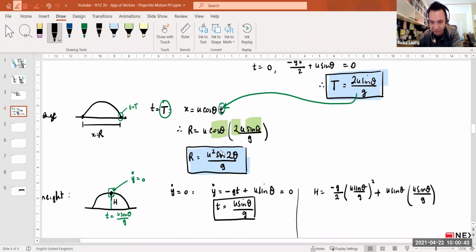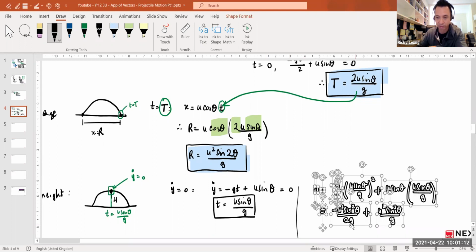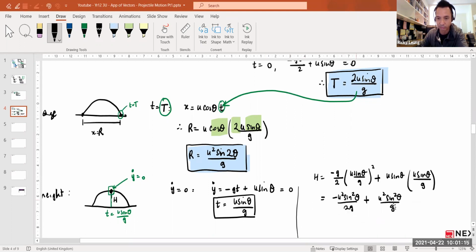Now you can see that there's a bit of algebra simplification here. That g and one of these goes away, so the top just becomes minus u squared sine squared theta on 2g plus, and it's no coincidence, u squared sine squared theta on g. If you imagine, this is a full value of u squared sine squared on g, and this is negative a half of the same thing. If I put them together, it's negative half plus 1, which is a half. So therefore, h is half u squared sine squared theta, and the way you express half is just 2g.